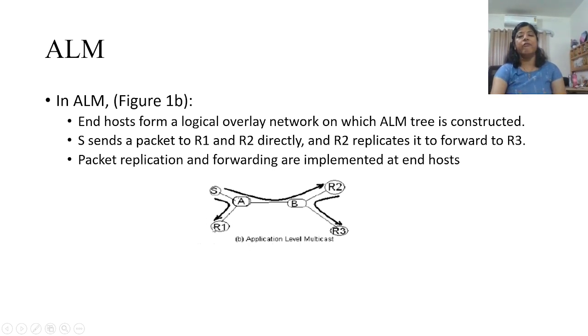In ALM, the end hosts form a logical overlay network on which the application level multicasting tree is constructed. Here S sends a packet to R1 and R2 directly and R2 will replicate it for forwarding to R3. Here packet replication and forwarding are implemented at the end hosts.